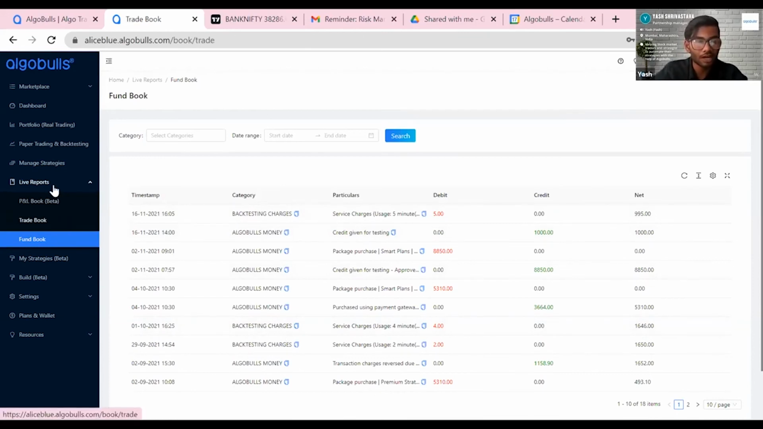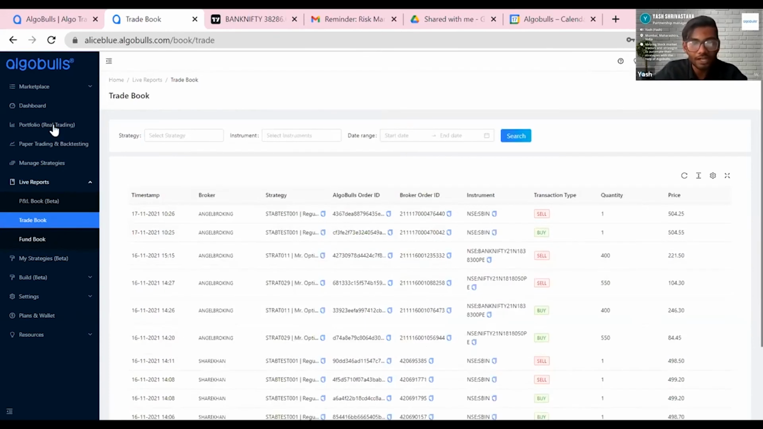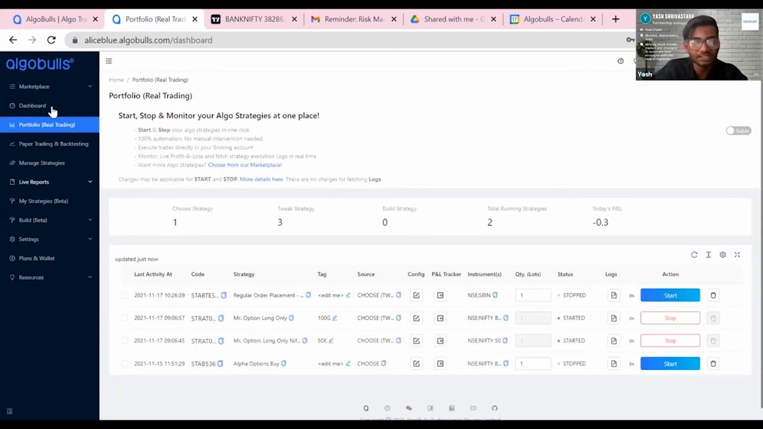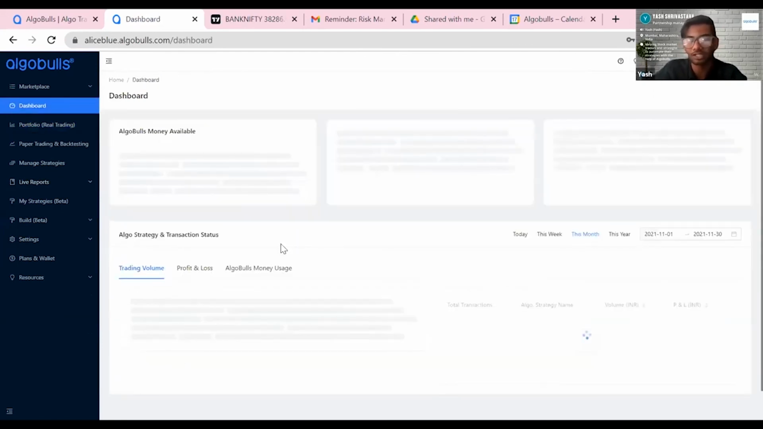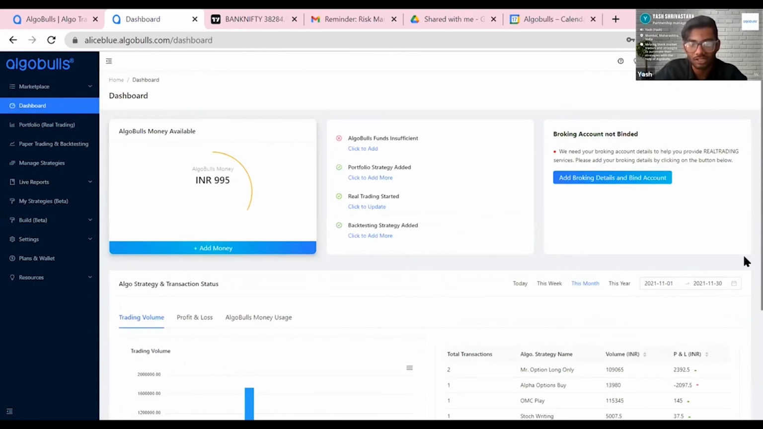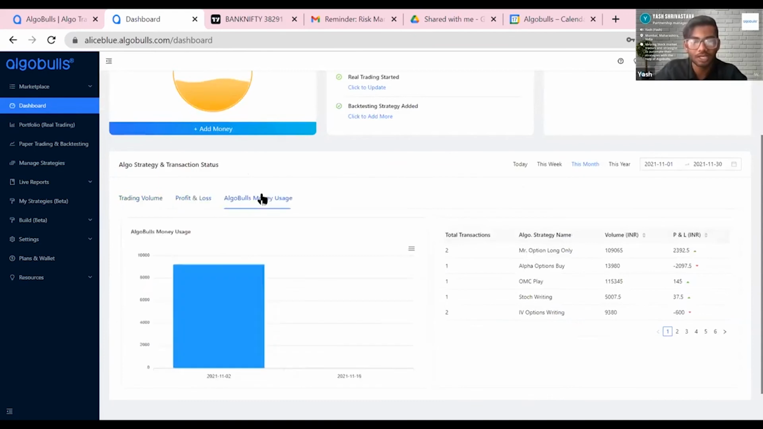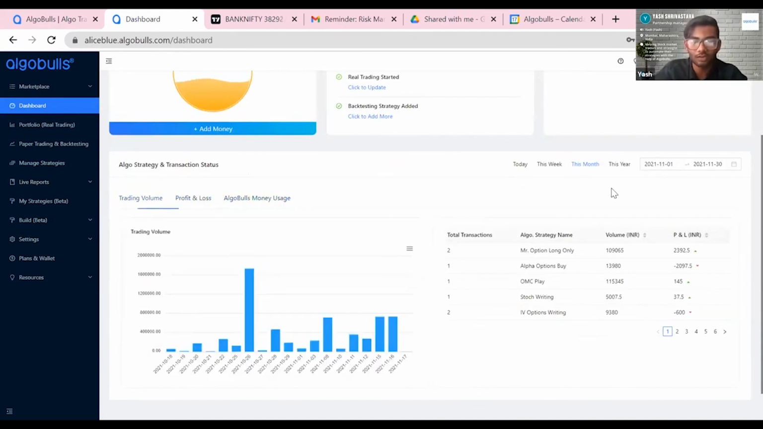Apart from that, to keep track of your portfolio end to end, you can go to the dashboard and select how long you want to see the returns for, and you will be able to see the P&L, AlgoBulls money usage, and the trading volume, not only for today but for this week, this month, or this year, whichever you choose.